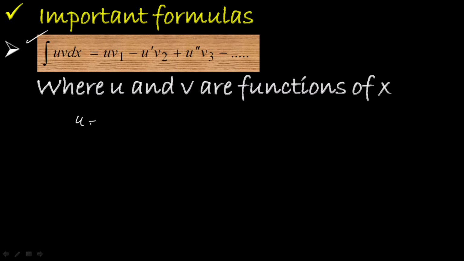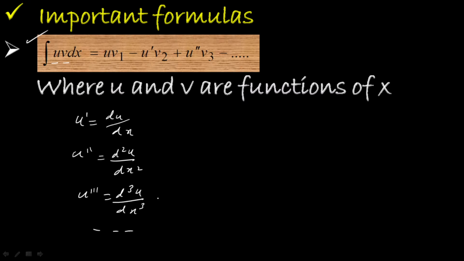That is, u and v both are in product. Suppose both the functions are in terms of x and are in product form, then how do we evaluate that integral? For that we make use of this formula. Here u dash represents the derivative of u, that is du by dx. You have to differentiate u once with respect to x, and u double dash is you differentiate u two times with respect to x, and u triple dash is you differentiate u three times with respect to x, like that.